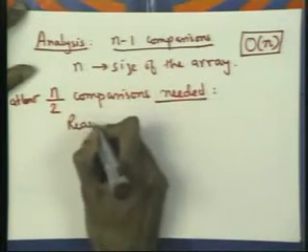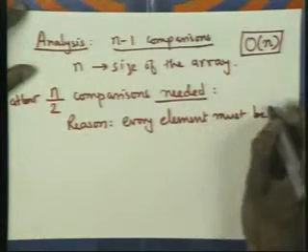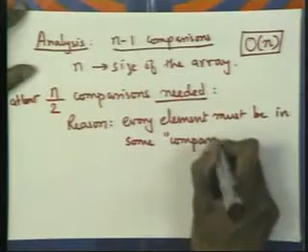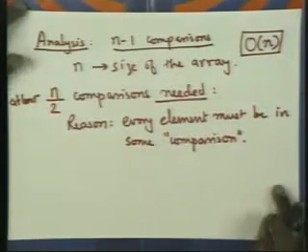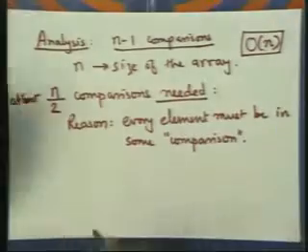The reason is that every element must be in some comparison. What I mean is every element must be compared with some other element. This can be done with n by 2, by the way. The first element is compared with the second element, the third element is compared with the fourth element, the fifth element is compared with the sixth element, and so on. So with n by 2 comparisons if n is even, or n by 2 plus 1 if n is odd, well, the ceiling of n by 2 comparisons is all that's necessary to satisfy this condition that every element must be in some comparison.